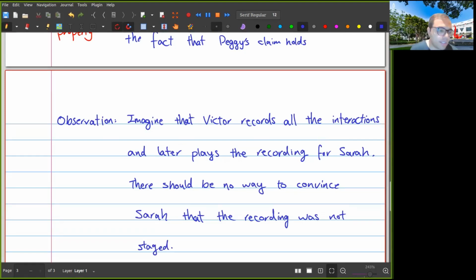So you can imagine that maybe Victor and Peggy were actually interacting over a blockchain. So maybe everything that they did was recorded in a smart contract. And then we're showing the smart contract and all the interactions with the smart contract to Sarah. And then from Sarah's point of view, it should all look fake.